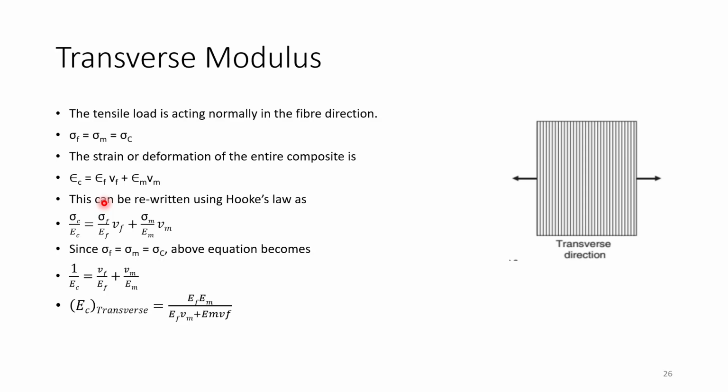And this can be rewritten using Hooke's law as sigma C upon EC equals sigma F upon EF times VF plus sigma M upon EM multiplied by VM. Here sigma F, sigma M, and sigma C are all equal in the above equation, so we can cancel them and find 1 upon EC equals VF upon EF plus VM upon EM. So you can write this in the form EC equals EF times EM divided by EF VM plus EM VF.